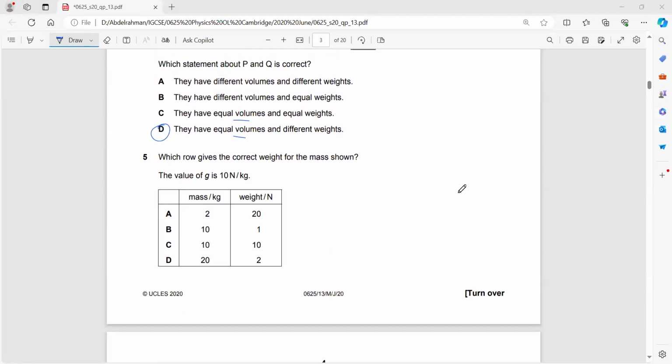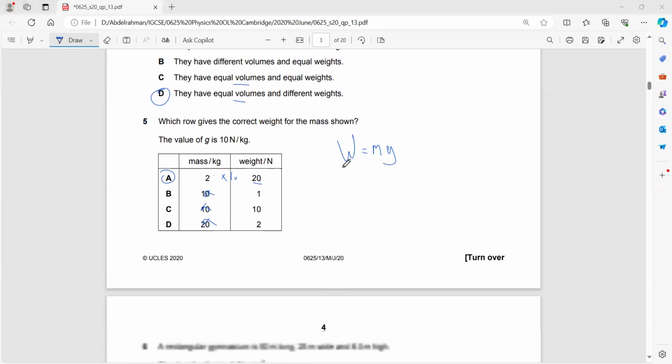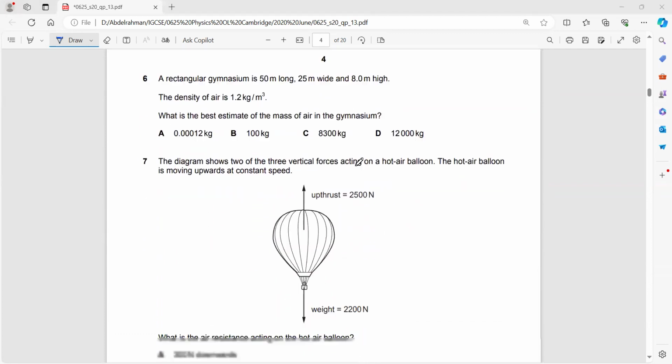Which row gives the correct weight for the mass shown? Weight equals mg. So basically, you have to multiply the mass times 10, or 9.8, which would be 20. 10 times 10, no, this is wrong. They will all be wrong. The only correct answer would be A.